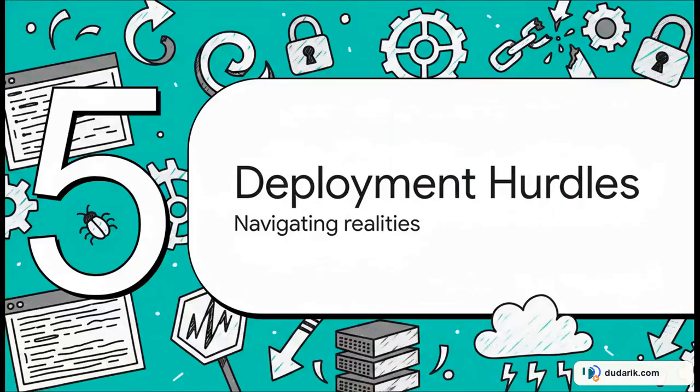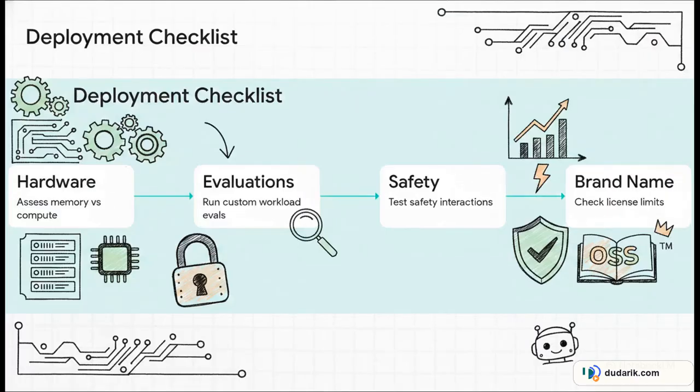Finally, Section 5, Developer Deployment Considerations. Let's talk about navigating the hurdles. If you're an engineer or a product manager watching this, there are 4 critical hurdles you have to systematically clear before committing to GPT-OSS in production. Let's break each of these down so you know exactly what you're walking into.